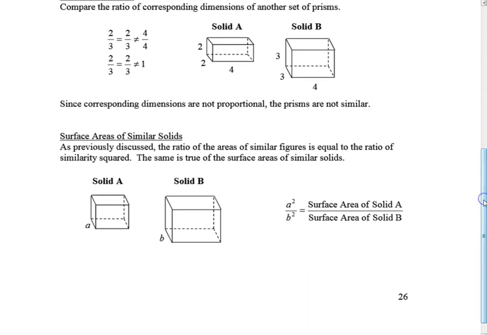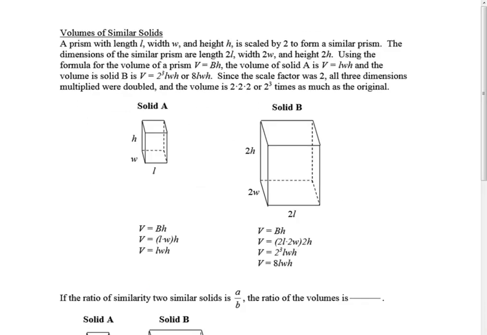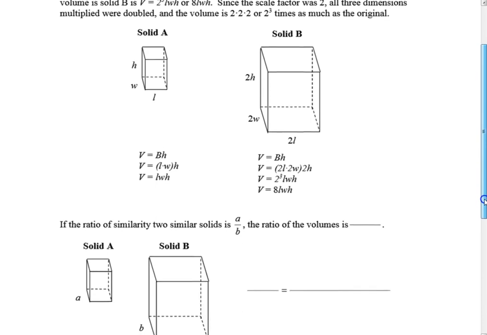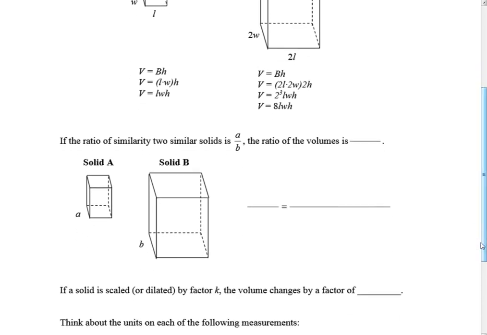When we look at the surface area of similar solids, we have the similarity ratio, which is A over B, and then the surface area is A squared over B squared. We've talked about that before. So when we look at the volumes, this is an example here. I'm not going to spend the time on the example. It's worth reading through. But if the ratio of the sides is A to B, the ratio of the areas is A squared to B squared, then the ratio of the volumes is A cubed to B cubed.